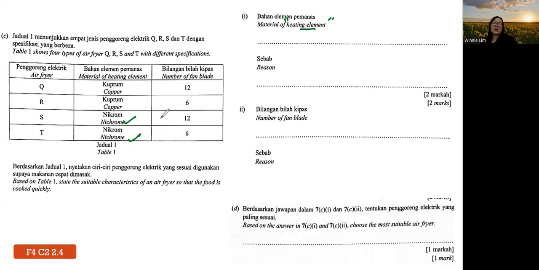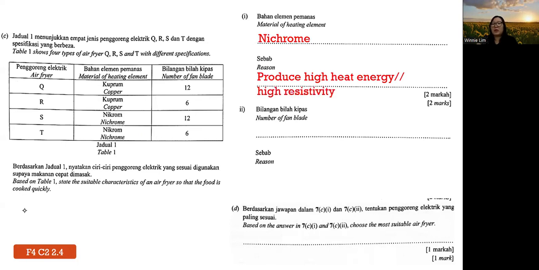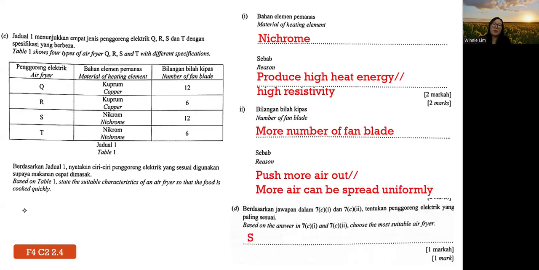Then next, do you need more fan blades or fewer fan blades? You want to produce even more heat, right? Blow heat, so of course more. Once you know it's S, then you already get 3 marks out of 5. Again, what is the reason you choose nichrome? It produces high heat energy, or generally this material has high resistivity. More number of fan blades: do not write numbers, don't write 12. Because if I were to have 15, it would be better. Push more air out, or more air can be spread uniformly. Then for the choice, you write S.